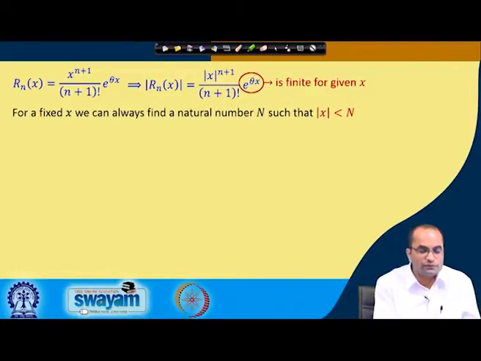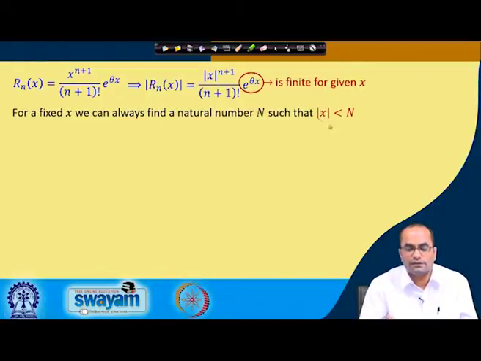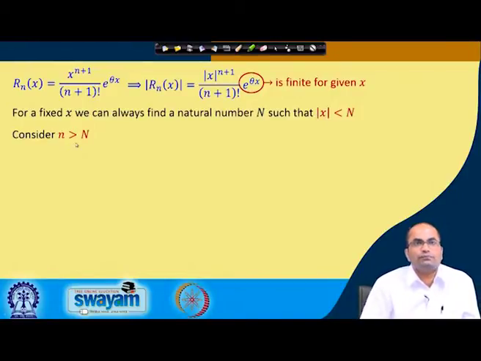So, for a fixed value of x, whatever x could be, even a very large number, we can find a natural number N such that the absolute value of x is less than N. So, whatever x we take, we take this big N greater than the absolute value of x. Having this, we will also consider one more n, the small n term appearing in the formula, which is bigger than this number N as well.